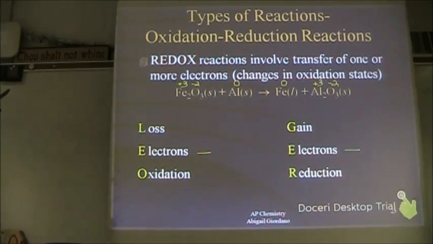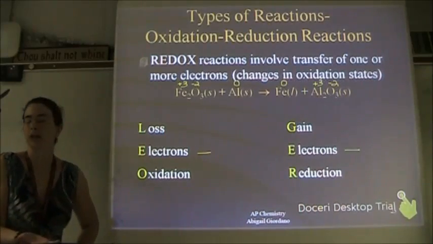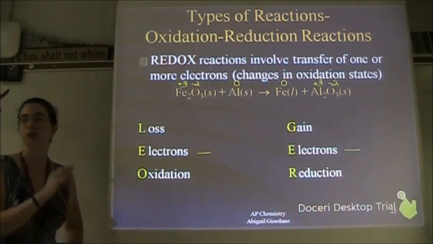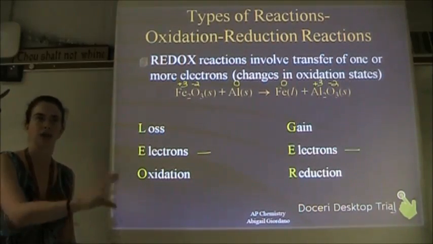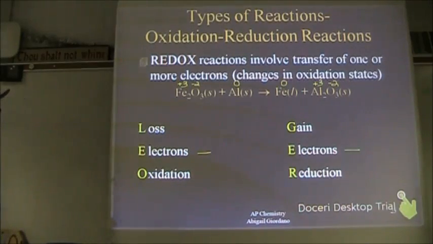is being oxidized. Now, in a redox reaction, you have to have one of each. You've got to have some element being reduced and some element being oxidized. They're not called reed-reed reactions or ox-ox. Reed, ox.